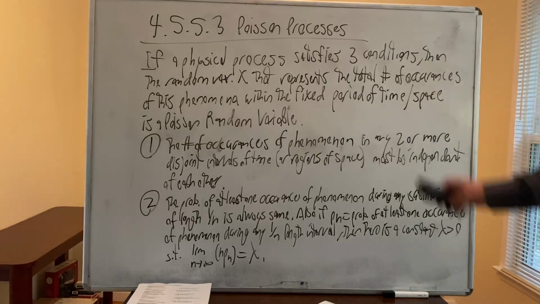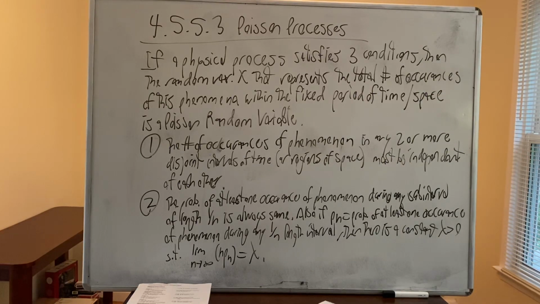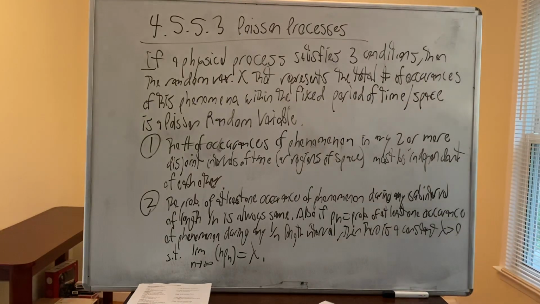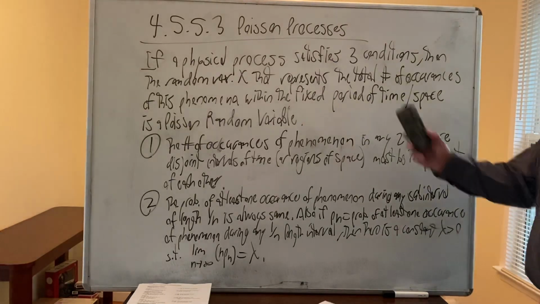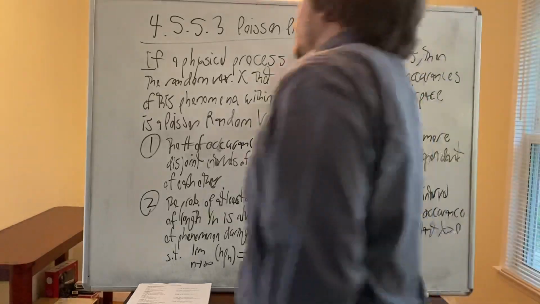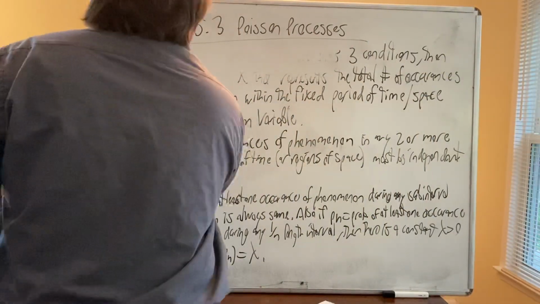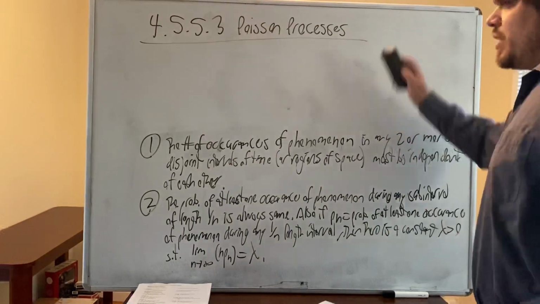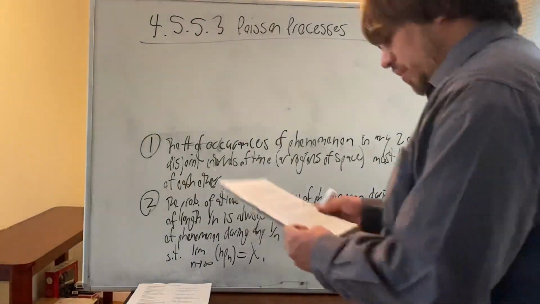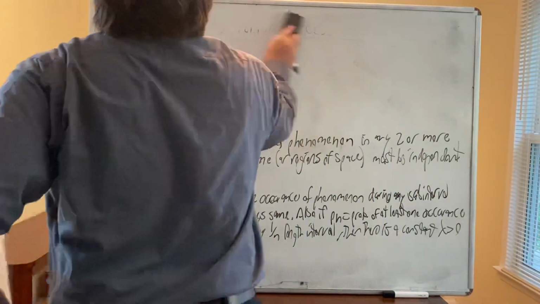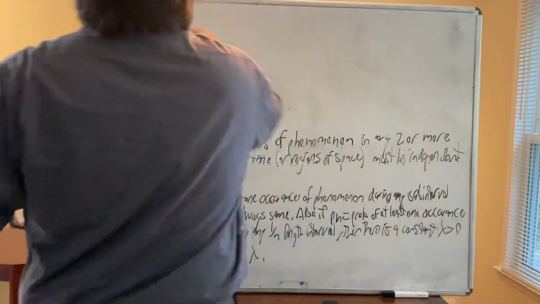Right? And so these are the 3 conditions that, when satisfied, mean that a random variable x that represents the total number of occurrences of a phenomenon within a fixed period of time or space is a Poisson random variable. Okay, these 3 conditions. So I'm going to have to erase this part, and here I'm going to put the 3rd condition. So I'm actually going to erase the title also. I need a lot of space here.